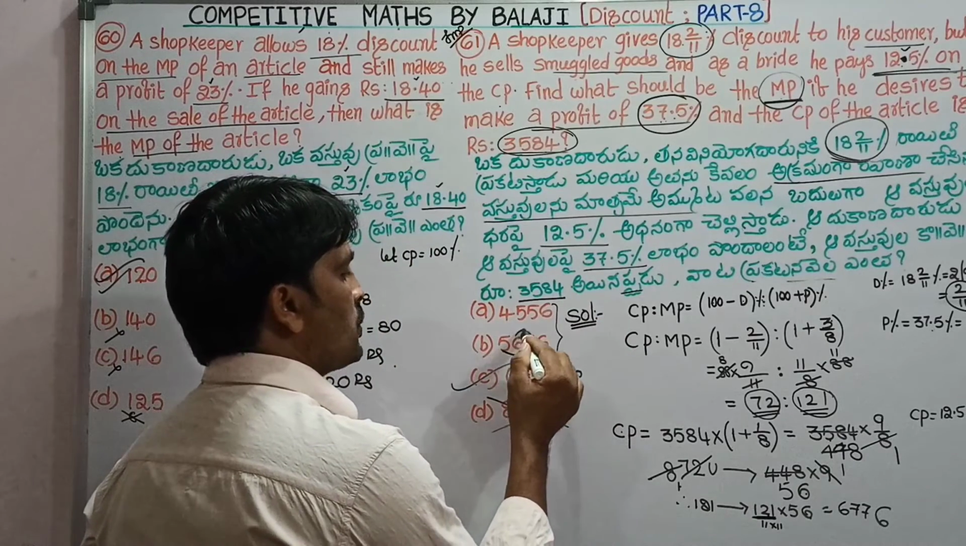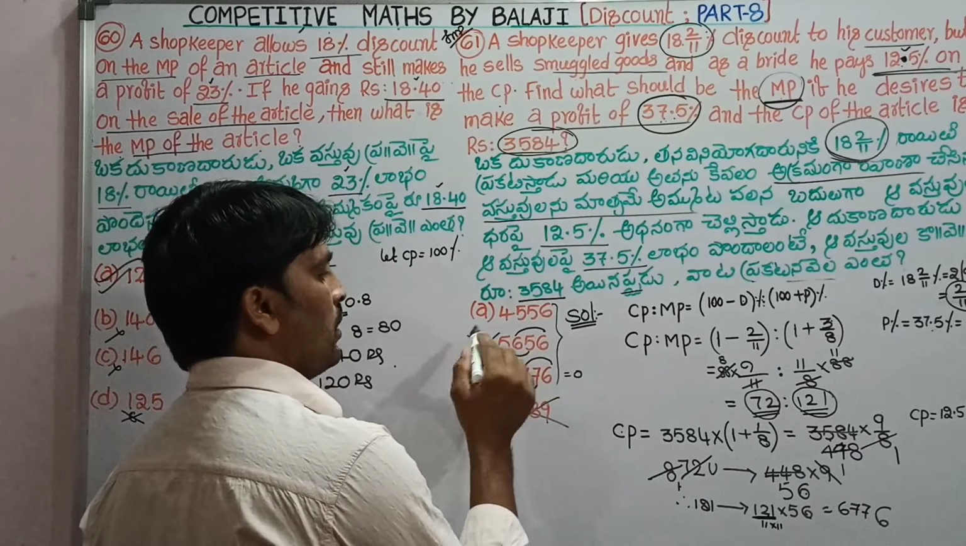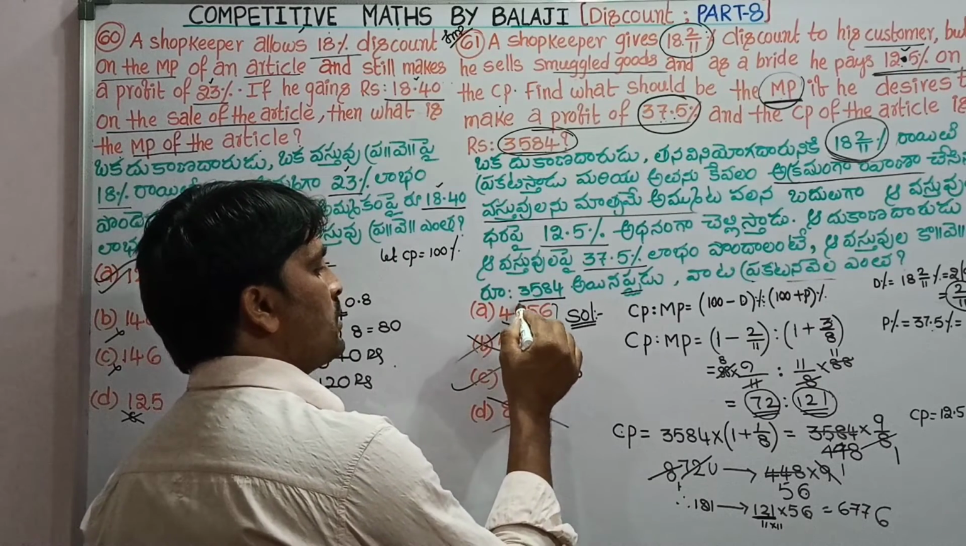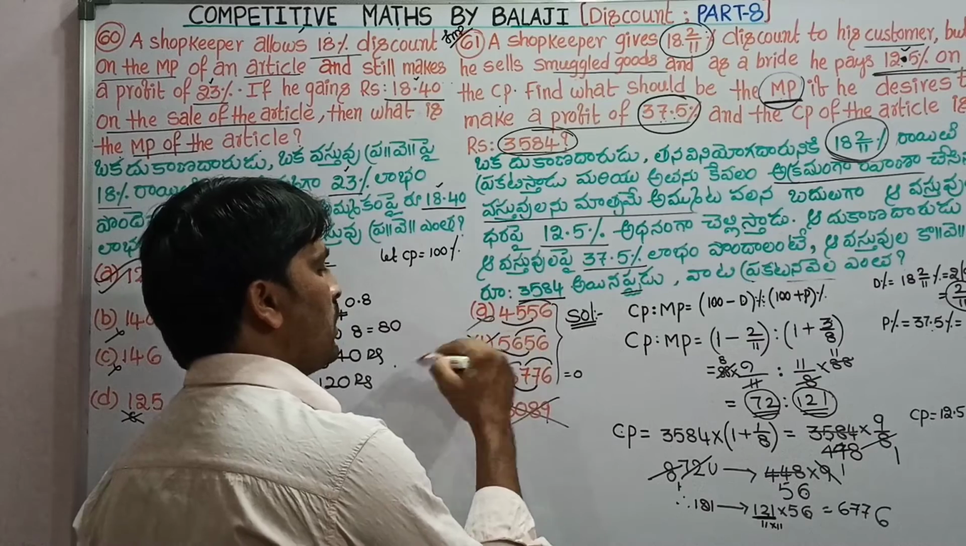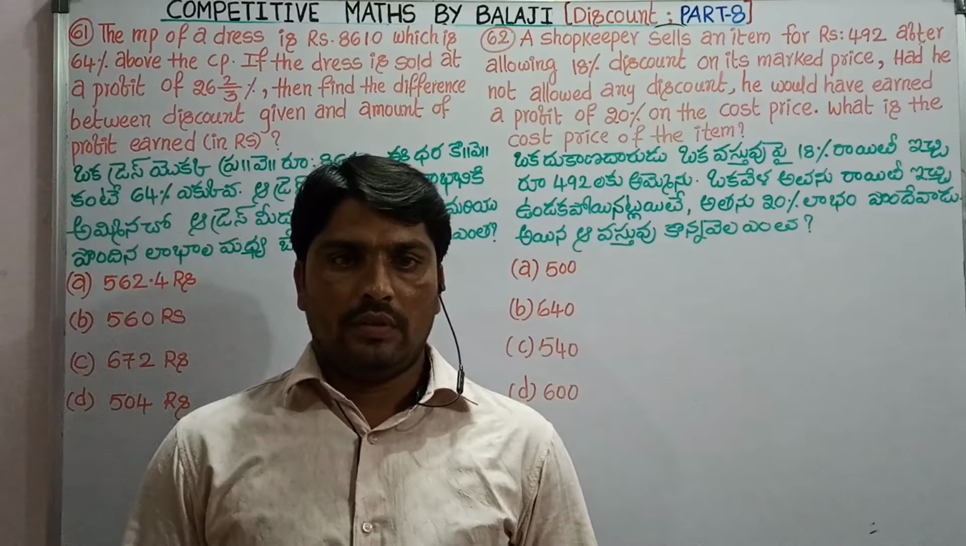Let us check the other options. 5 plus 5 is 10, 6 plus 6 is 12. 12 minus 10 is 2, not a multiple of 11. So it is not the answer. Similarly, 5 4 is 9, 6 5 is 11. 11 minus 9 is 2. It is not a multiple of 11. So the answer must be a multiple of 11. Next question.